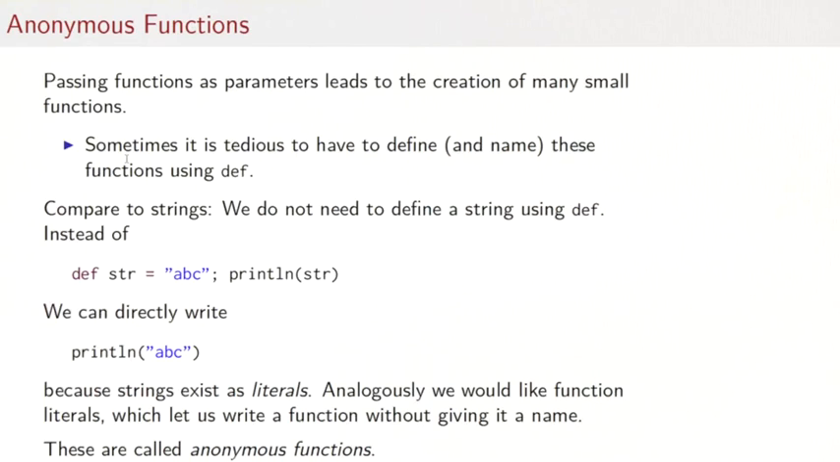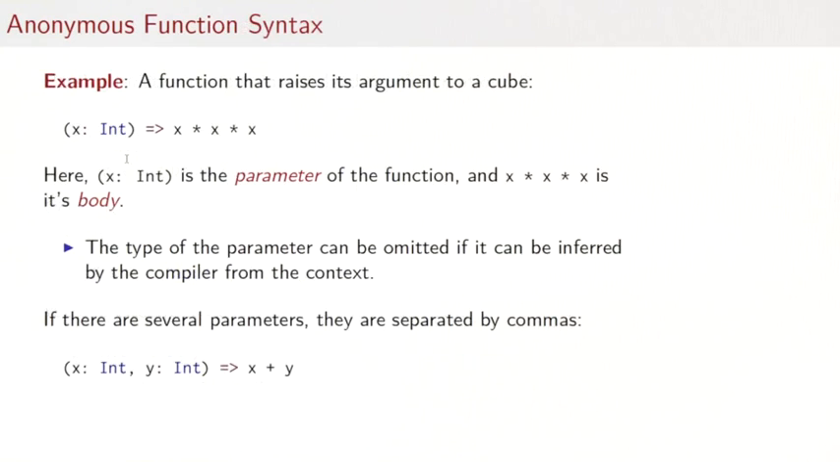We can just as well write println("abc") directly, and that's because strings exist as literals. Since functions are important in our language, it makes sense to think of introducing literals for functions as well. And that's what we do next. These literals are called anonymous functions because they do not have a name. So here's how we write anonymous functions.